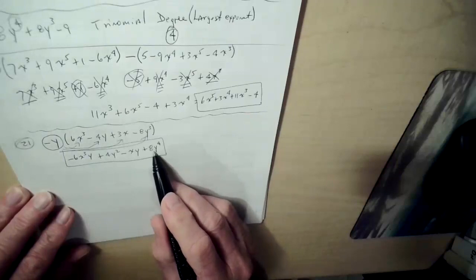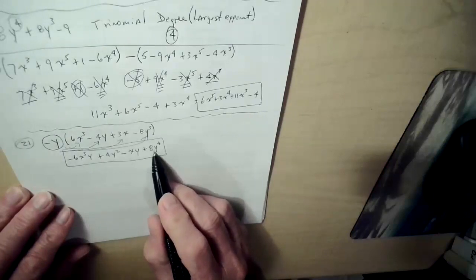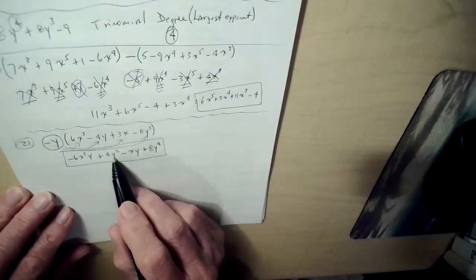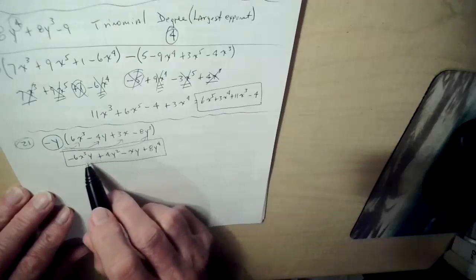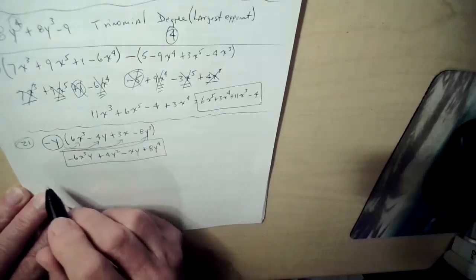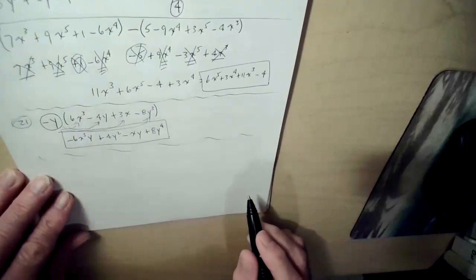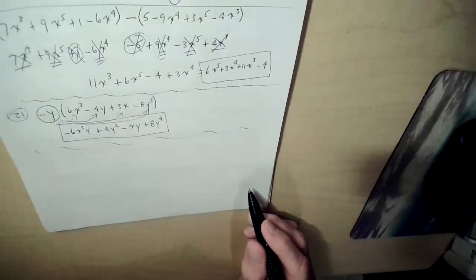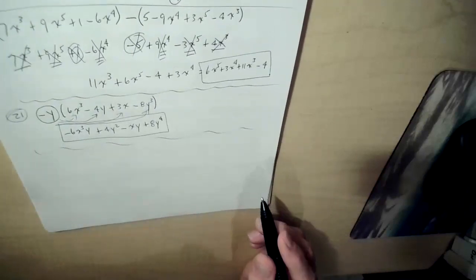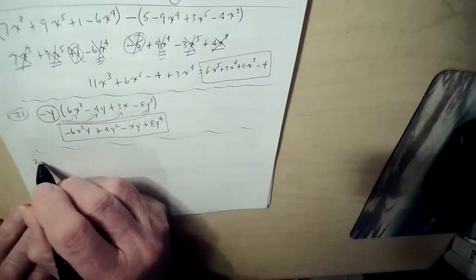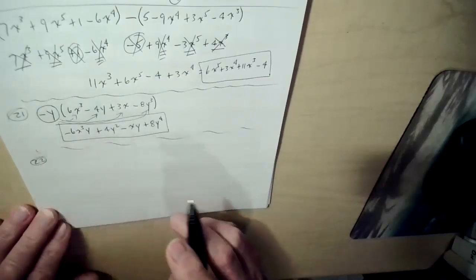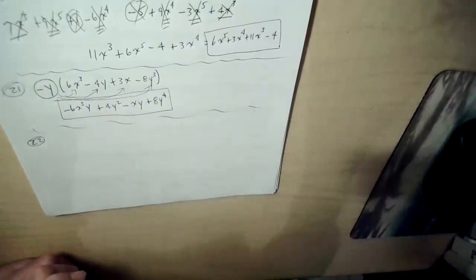Now, if we were to do this properly, we would have the 8y to the fourth, and then this one, well, probably this one, and then that one. But like that. 22. 22, we have distributive property. You know, these were the real simple ones. I don't know why they don't put these at the beginning of the test.